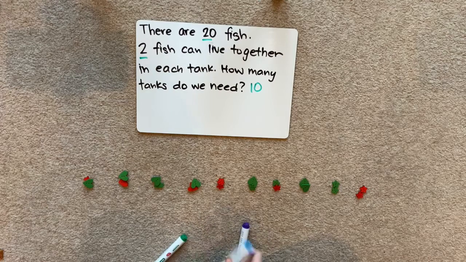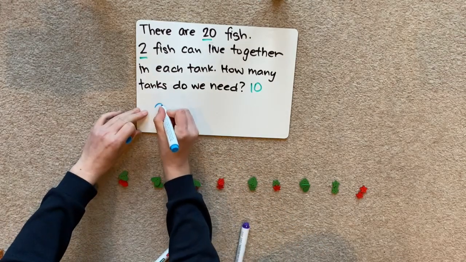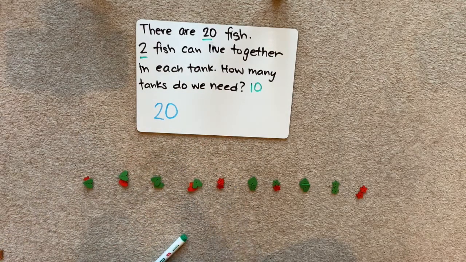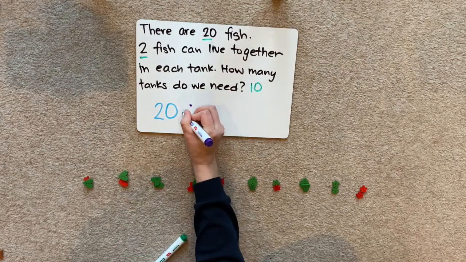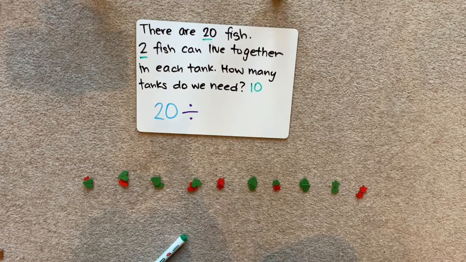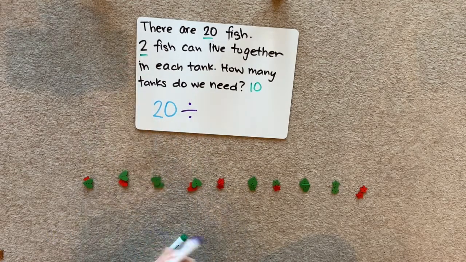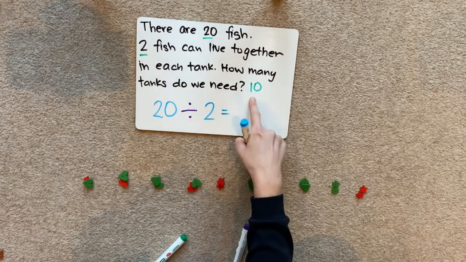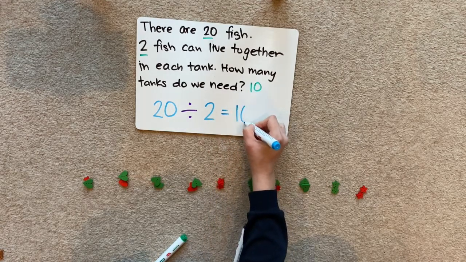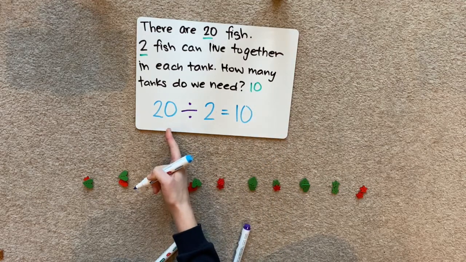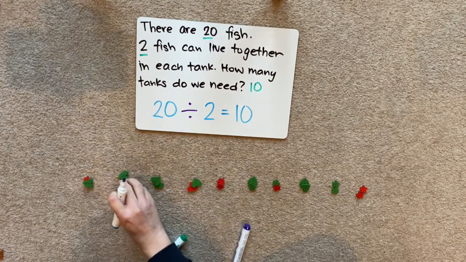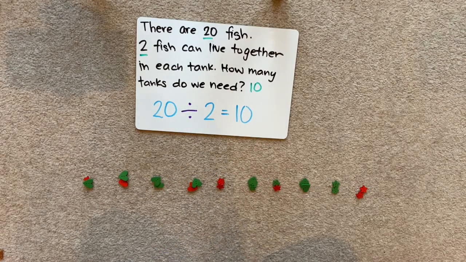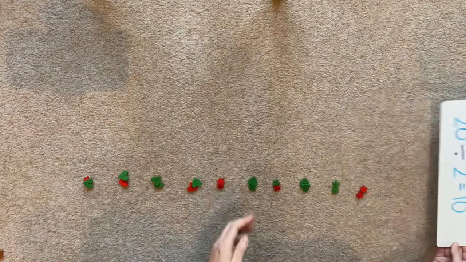So what is the number sentence? The number sentence is 20. Because we're dividing, we start with the altogether number, 20 divided by 2 equals 10. 20 split into groups of 2 gives us 10. Let's do another example.